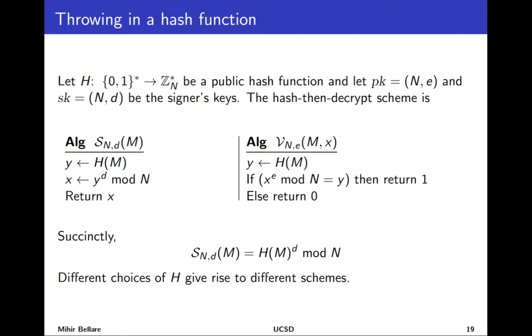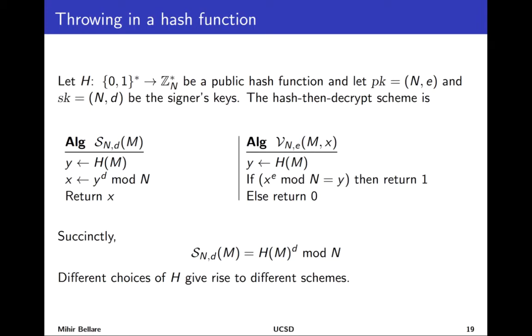And the idea is to use a hash function in addition to what we had before. So let H be a hash function and assume its range is Z_N star. Remember, the N here is part of the signer's public key, and the domain of the hash function is any strings. So let the secret key be (N, d). That means the keys are just like the plain RSA scheme. And we call this the hash-then-decrypt scheme.